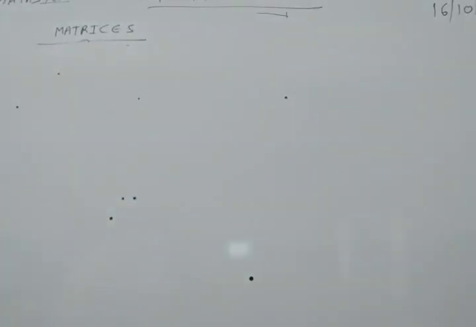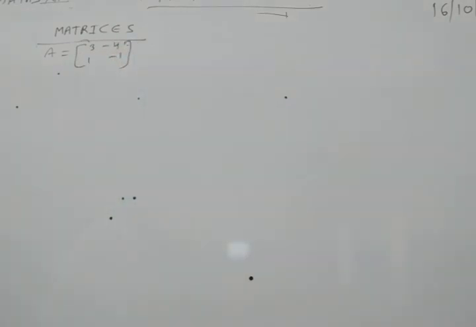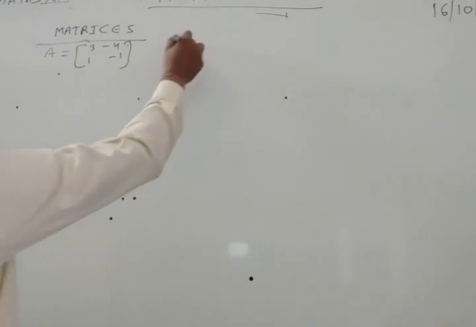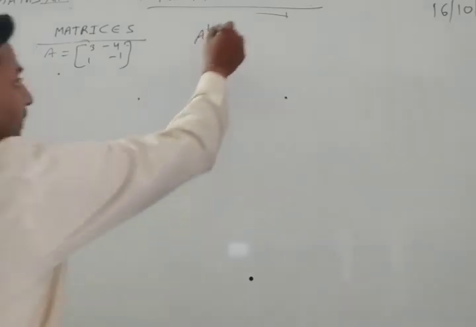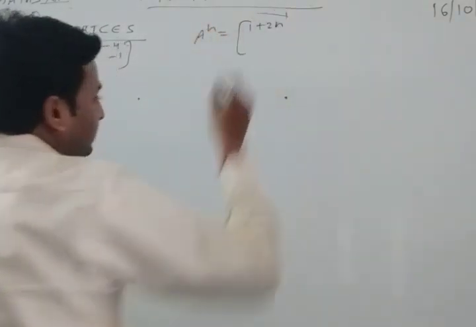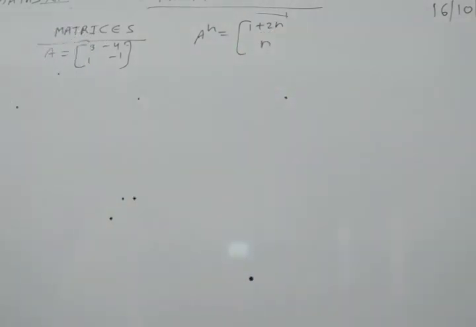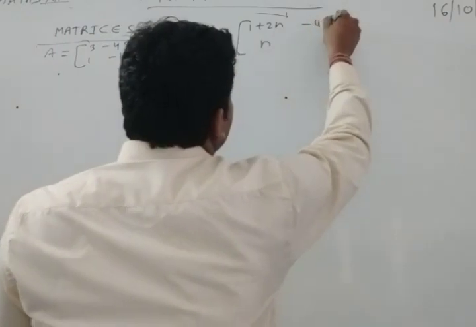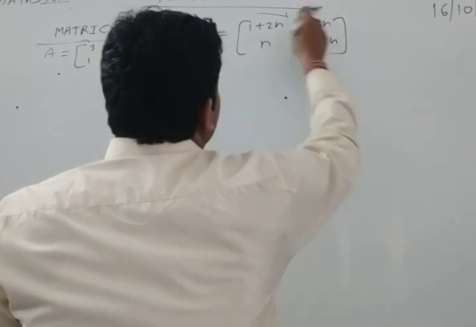Next question is, if A is equal to the matrix 3, minus 4, 1, minus 1, then prove that A to the power n is equal to the matrix 1 plus 2n, minus 4n, n, and 1 minus 2n. Okay.